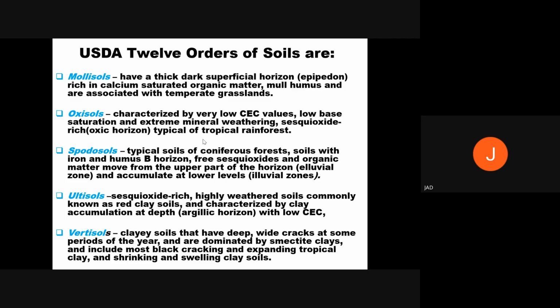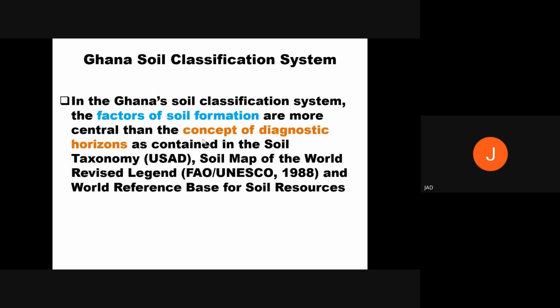One of the key characteristics of vertisols is the smectite clays, and this clay tends to crack and expand, and it behaves like a montmorillonite clay. When it swells, and when it is dry, it develops cracks. So let's look at the Ghana classification system.